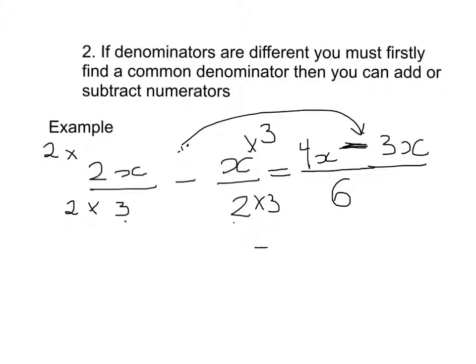Okay, now because they both have the same common denominator, I keep that. I keep the 6. And all I do now is say, well, 4x minus 3x is 1x. And I can write it as 1x, so I can just write x. And I can't go any further. I can't simplify it, so I just leave it. And there's your answer.